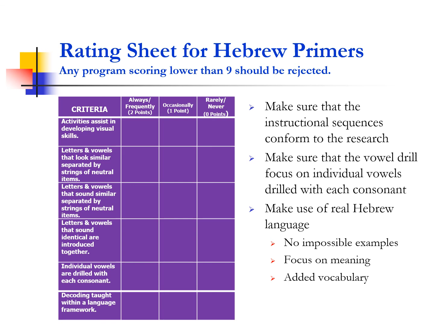So all of this brings me to a sheet that I'm providing for you to use in evaluating different Hebrew primers. So the question is, are there activities that assist in developing visual skills? Are the letters and vowels that look similar separated with strings of neutral symbols? Are the letters and vowels that sound similar separated? Are the ones that represent identical sounds taught together? Are individual vowels drilled with each consonant? And is decoding taught within a framework of the language?